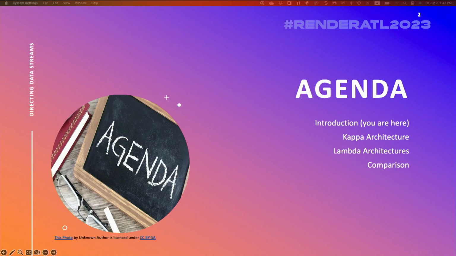And so right now, we're at the introduction. And as I said, we're going to be exploring the Kappa and Lambda architecture. We're going to examine their principles, understand their data flow, different components that make up the architecture, and hopefully you can walk away understanding what they are and when they're applicable in your environments.